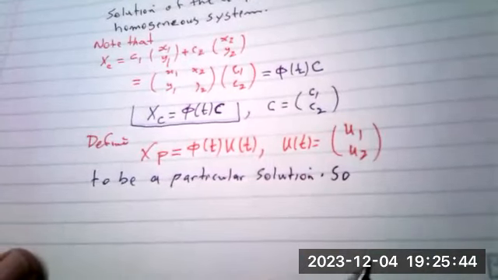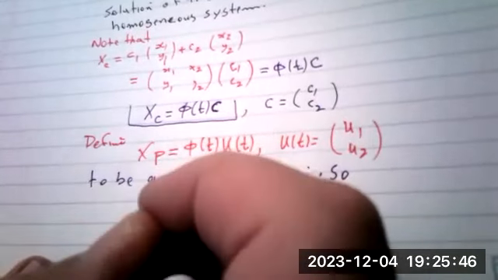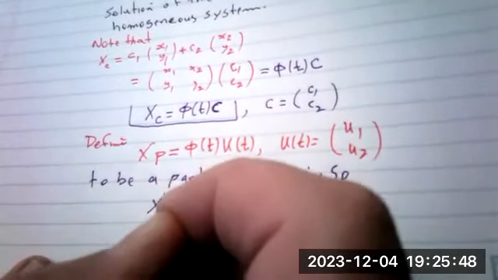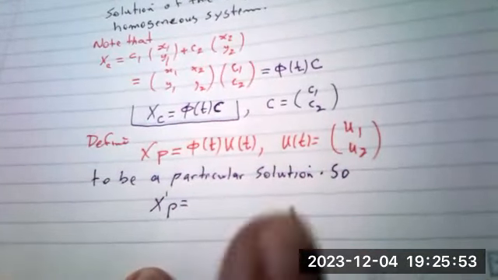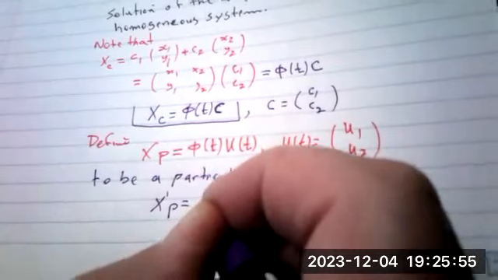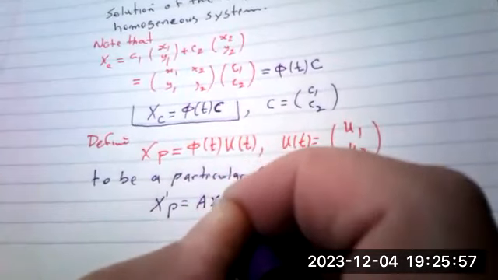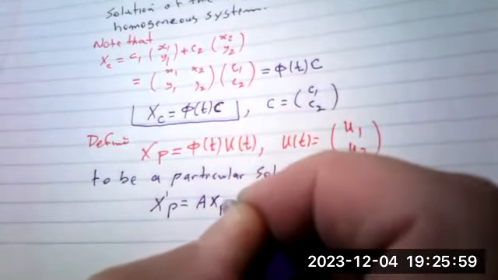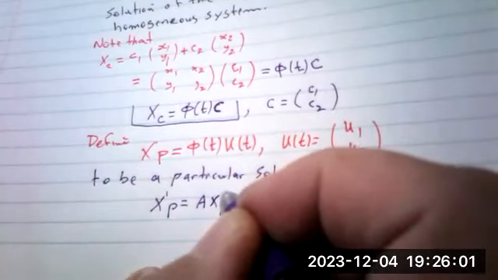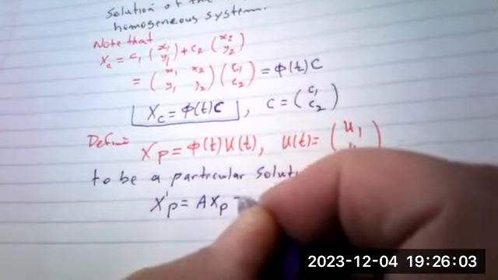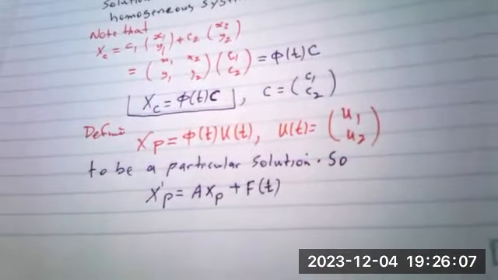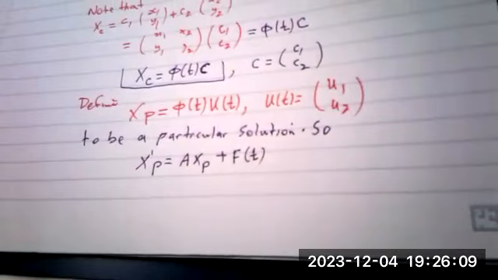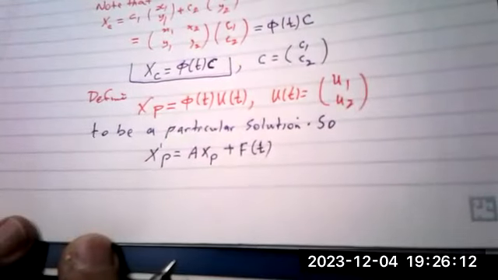Okay, so what is going to be the system that it must satisfy? It's going to be x prime of t is equal to that homogeneous system that we have, a times x of t, plus f of t. So that's the system that we have, and this x_p must satisfy this system.